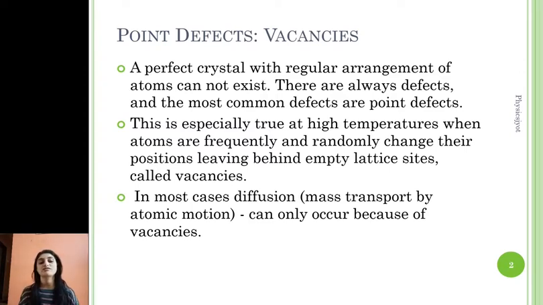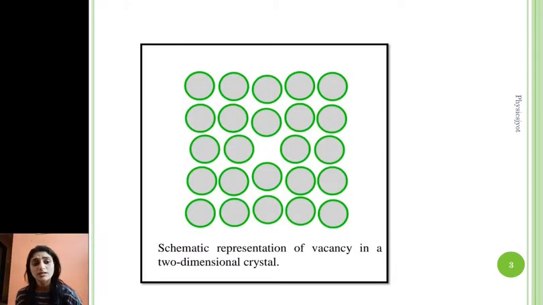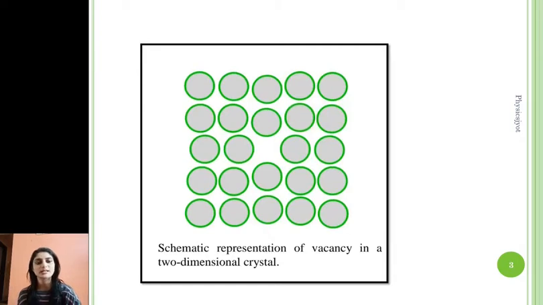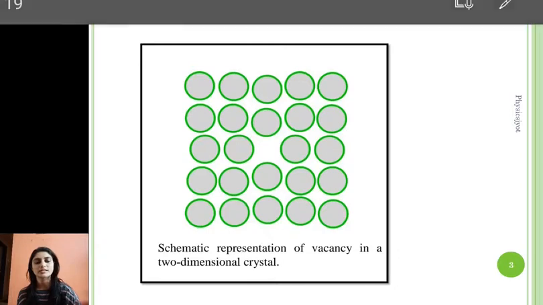In most cases, diffusion can only occur because of vacancies. So here you see in this diagram, in the middle, there is a vacancy.